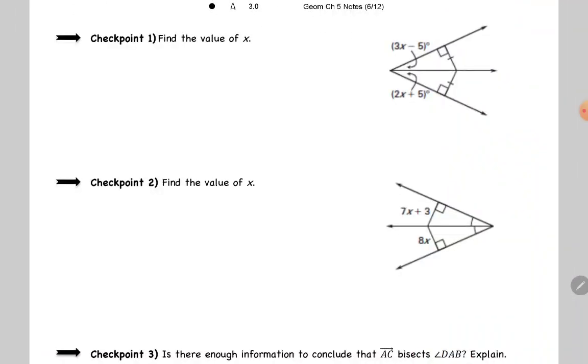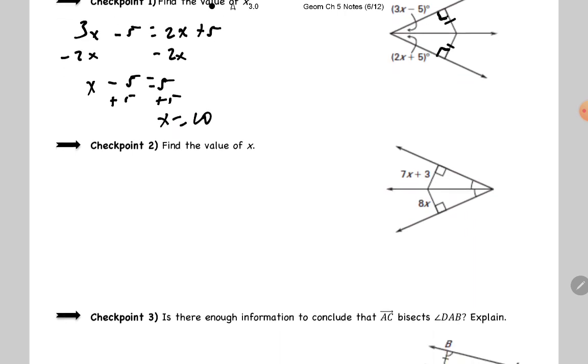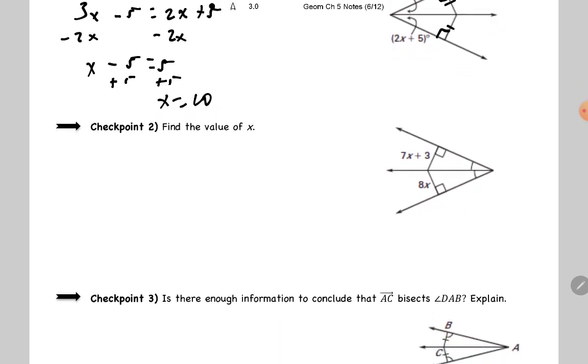Okay, find the value of x. We know that these two are the same because we have right angles and the same lengths here. So that means these angles must be the same. So 3x minus 5 equals 2x plus 5. I'm going to subtract 2x over, so I'll get x minus 5 equals 5. To get rid of this minus 5, I'm going to add 5. I get x equals 10.